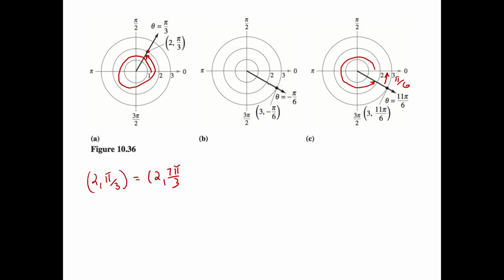So this negative pi over 6, right? You could have stopped, you could have rotated till you got to over here, leaving you an angle here of pi over 6, which would then make this 5 pi over 6.